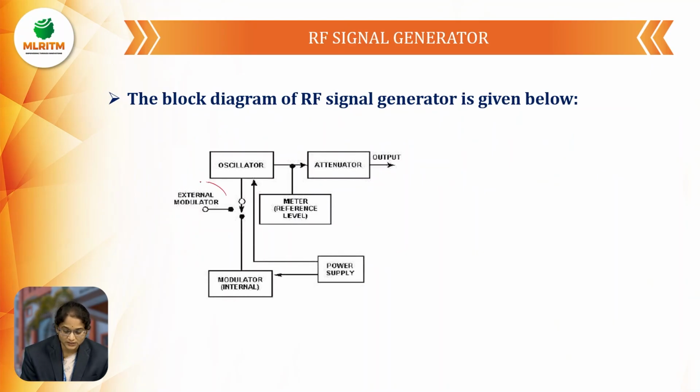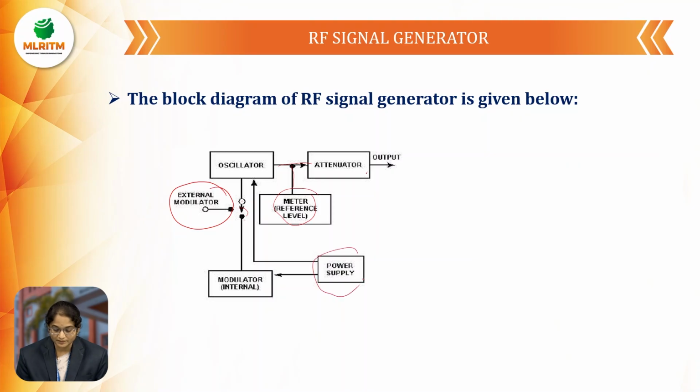With the external modulator, the modulation is controlled here when we switch on this. Internally we have the modulator, which we give to the oscillator, which oscillates that signal. Without giving input, we get the output, which is given to the attenuator. It will attenuate the signal with the help of this meter. We select the particular level as required, and the attenuator attenuates that signal and gives it to the output as per our requirement.